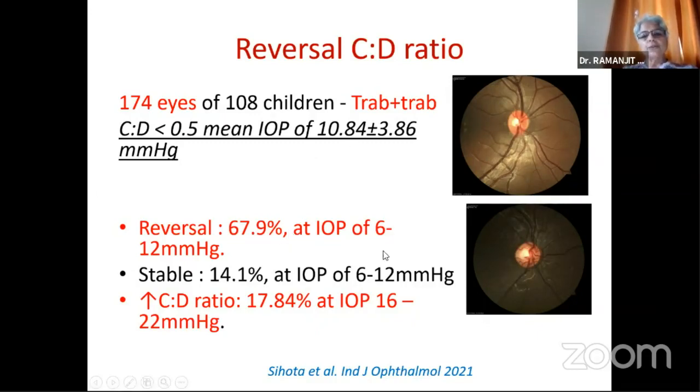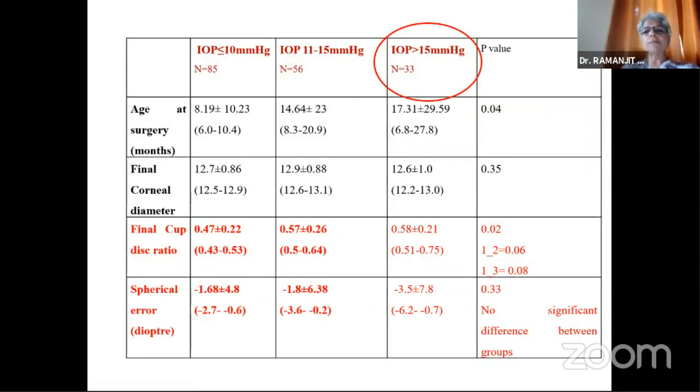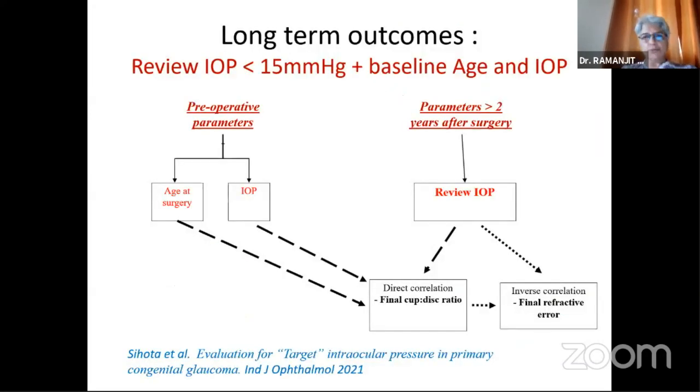Reversal was seen only in those eyes where the IOP was 6 to 12. Stability was seen between 6 and 12. And anybody who had an IOP of more than 16 ended up with progression. So keeping this in mind, remember that an IOP of less than 15 probably is the ideal that we should aim for, and anything more than 15 would be more likely to cause problems.